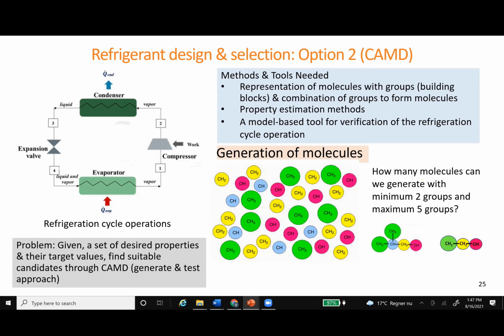They are not refrigerants, but they're examples of molecules. The rule is that a molecule cannot have any free bonds after the different groups have been combined together. So something to think about, just from these groups that I've given, how many compounds can you generate with a minimum of 2 groups and a maximum of 5 groups? Try out and see how many you can generate. And we can also say that among the 2 to 5 groups, the groups can be repeated.